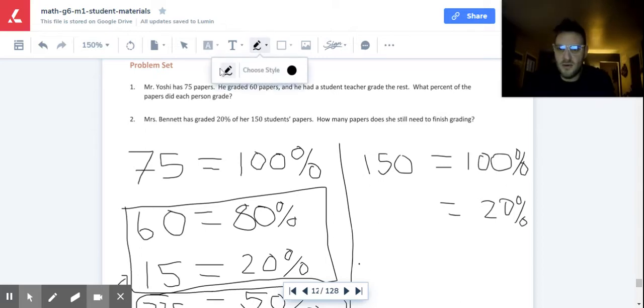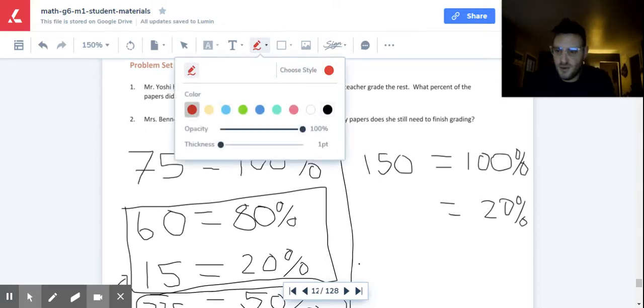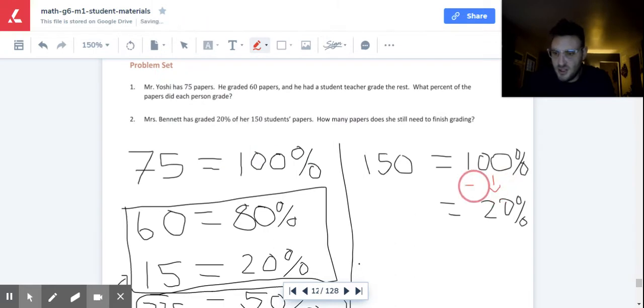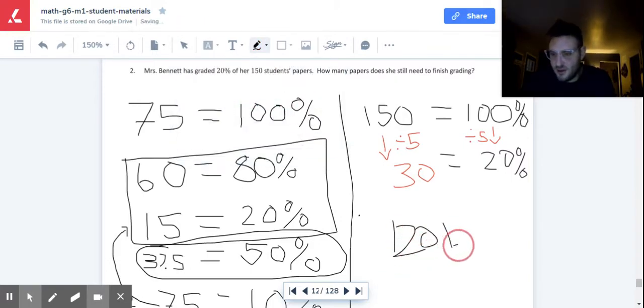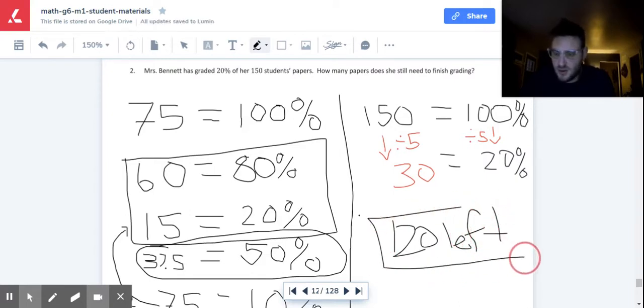Well, how do you get from 100 down to 20? You just divide by 5. So divide this also by 5. We're scaling down. And that should equal 30. So now she's graded 30. That lady still has 120 left to grade, which is quite a bit of papers, Mrs. Bennett. Maybe don't do that all in one sitting. All right, guys, so that's that.